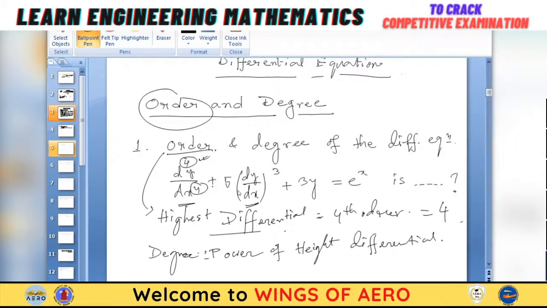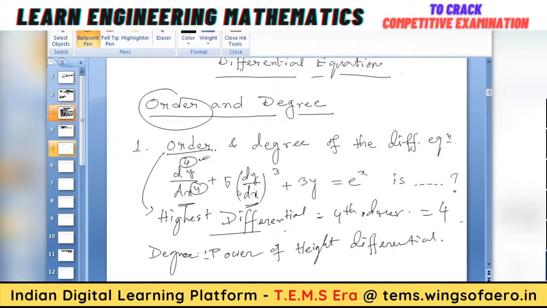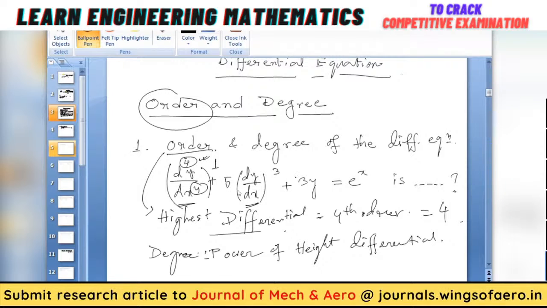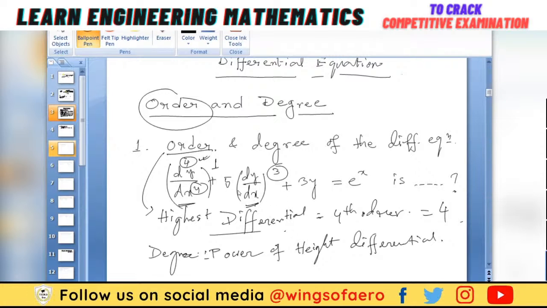What is the power of the highest differential here? The power of the highest differential is 1. This is d4y/dx4 to the power 1. The dy/dx power is 3, but we don't consider this because dy/dx is a first order differential.